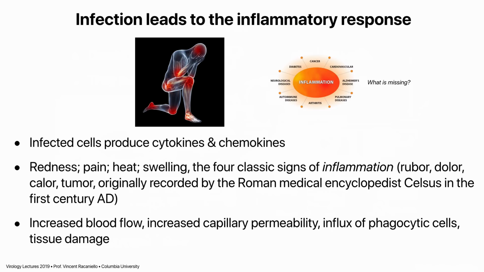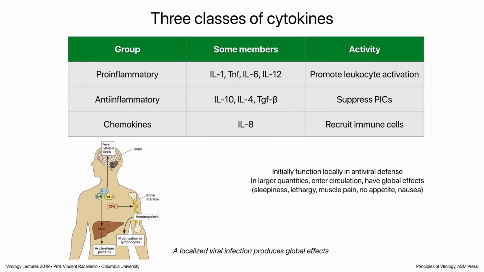And they are caused by increased blood flow, increased capillary permeability, the influx of phagocytic cells like macrophages and dendritic cells, and tissue damage that may occur as a consequence of all that. So when you feel pain after any of these disease states, including infection, it is typically these 4 signs. And they are caused by these changes that are driven by the production of cytokines and chemokines. And so let's talk a little bit about cytokines in general. We've touched on interferons, but we haven't mentioned any others.